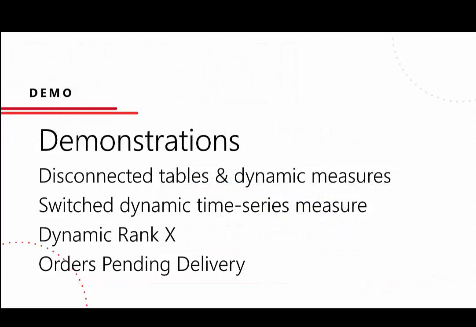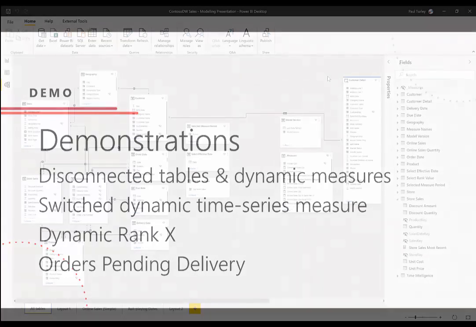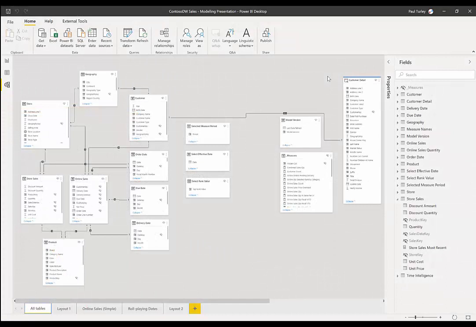I'm going to start with a disconnected table and a dynamic measure. We're going to use a switched dynamic time series measure. And then I'm going to show you another example of a report on orders that are pending delivery. So let's take a look at this. This is a high-level view of my entire data model. Most of these tables were imported from the Contoso DW sample database in SQL Server. Don't worry, I'm going to zoom in.